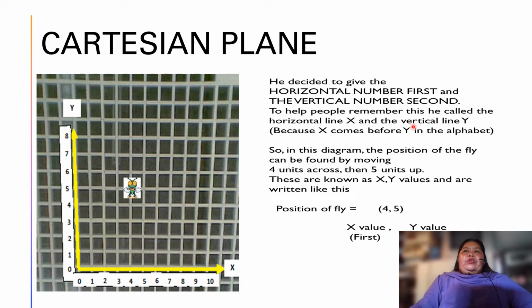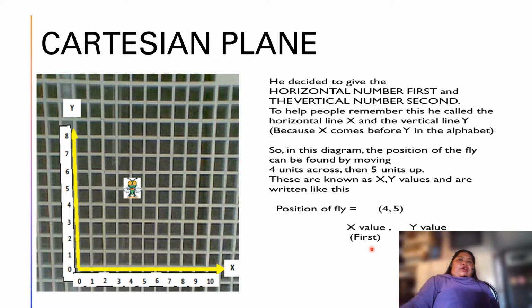To help people remember this, he called the horizontal line x. Okay, so this one is the horizontal line. And the vertical line, they call it y, because x comes before y in the alphabet.